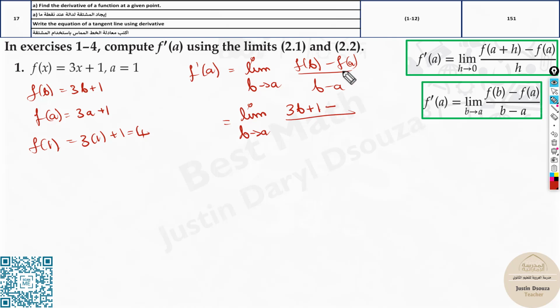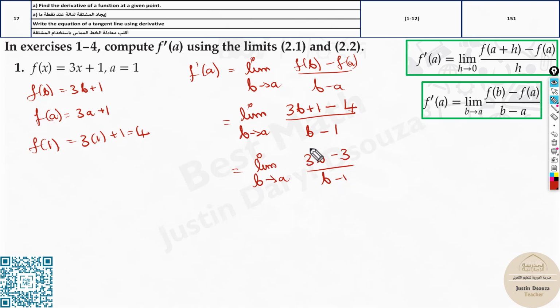Then what do we have? Minus, what is f of a? f of a, a is 1. So I'll directly take this as 4, because given over here as 1, so f of 1 is basically 4. Divided by b minus, what is a? It's 1. Now let's simplify here. So you have, let me just write it over here, limit b tends to a, it's 3b minus 4 plus 1 will be negative 3, divided by b minus 1.